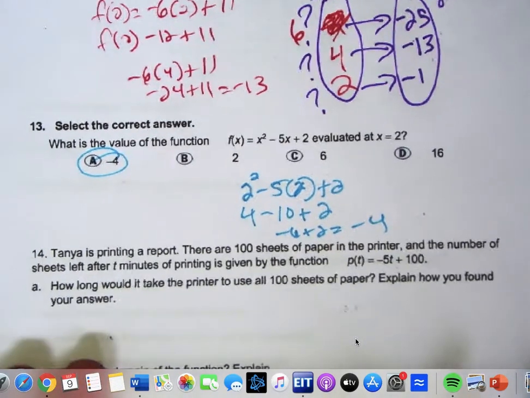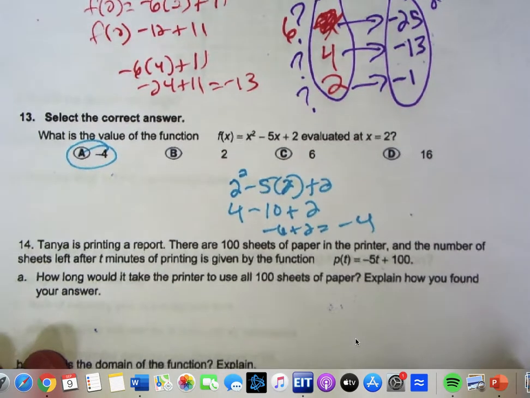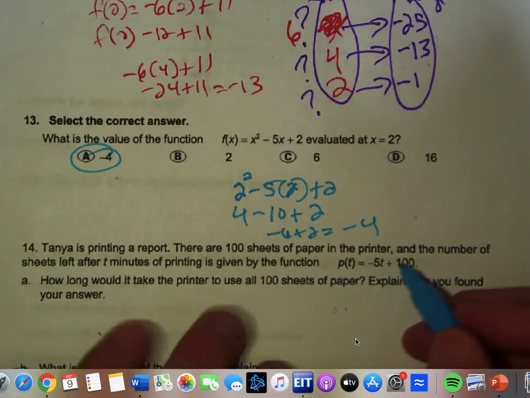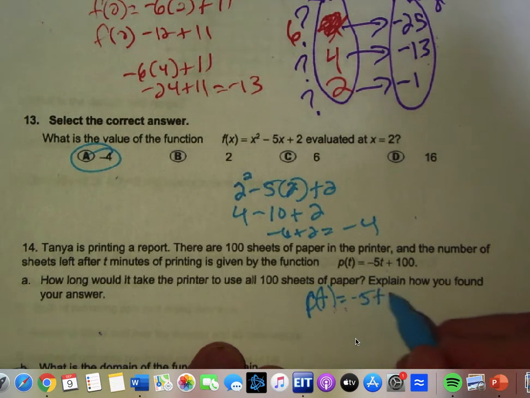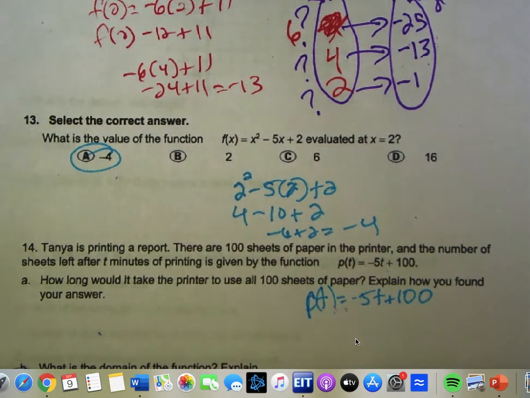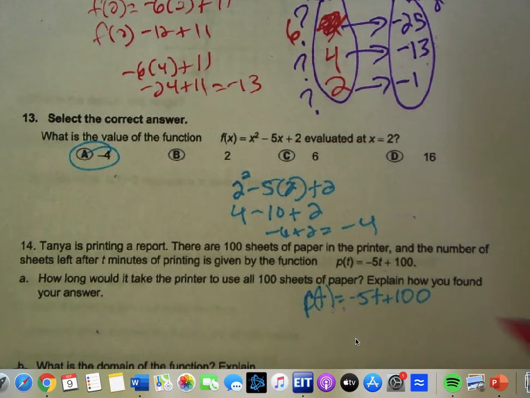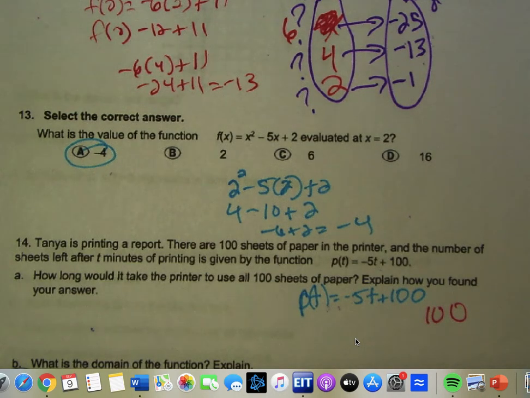All right, Tanya's printing a report. There are 100 sheets of paper in the printer. The number of sheets left after t minutes is given by the function p of t equals -5t plus 100. How long will it take for the printer to use up all 100 sheets? Okay, so it's got 100 sheets, and this function says -5t, so t is minutes.